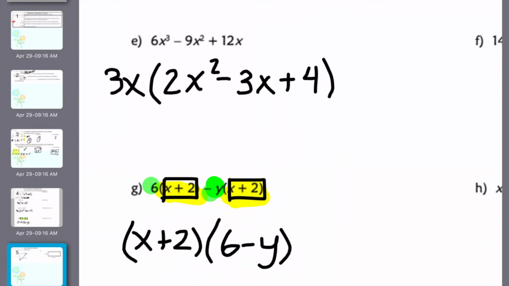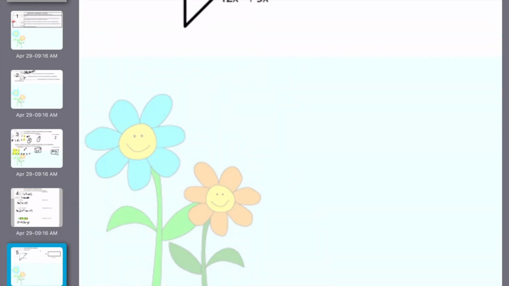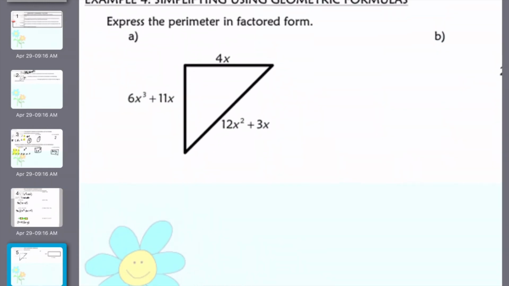We're going to do one more question together and then that'll be it. So I need to try to find the perimeter of this triangle, and I need to express that final answer in factored form. So this really works on my adding polynomials. So what I need to do here is I see I have 6x cubed. X cubed is my highest term here. In fact, there are no other x cubes, so I know that I can write that first.